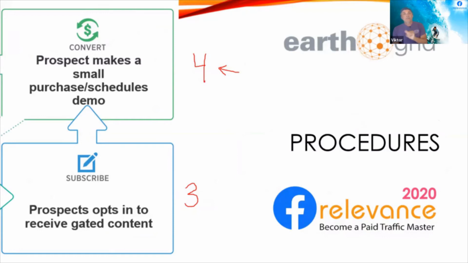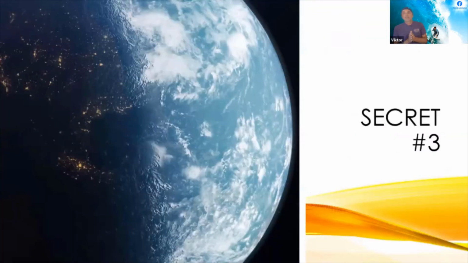Then you want to have a small purchase that's under $100, or scheduling a demo, or showing up to a webinar. So that's where we get into secret number 3. Any questions before I move on to secret number 3?